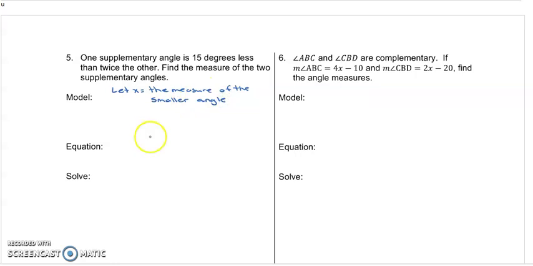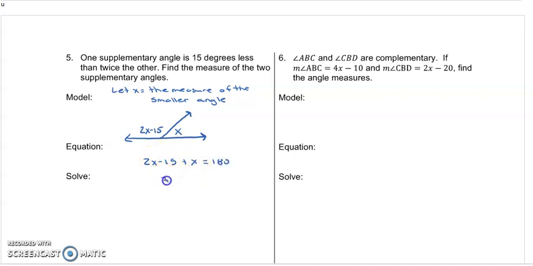And they tell me that they're supplementary. So remember, supplementary, they add up to 180 degrees. And they don't tell me if they're adjacent or not adjacent. So I get some flexibility there. I'm going to break it up into two angles. And one angle is 15 less than twice the other. So if I say that my smaller one is x, twice that would be 2x, and then 15 less would be minus 15. So I would get 2x minus 15. And I know that those are going to add up to 180 degrees. So 2x minus 15 plus x is going to equal 180 degrees.